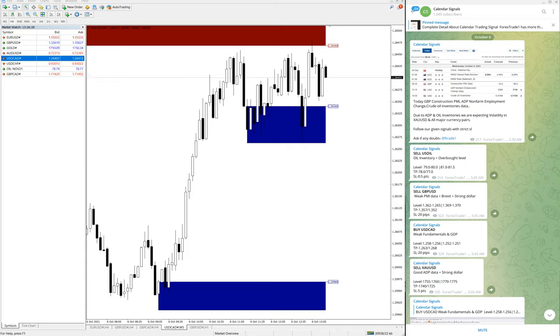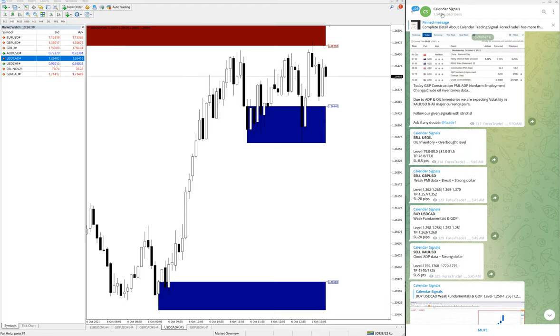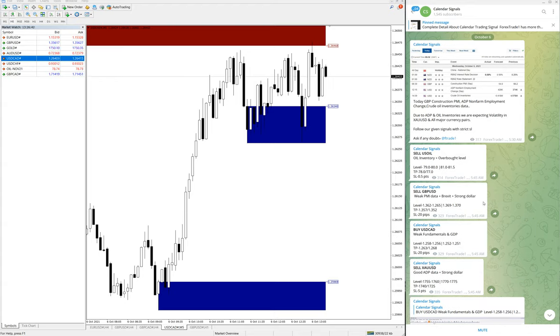Today we are going to show you the performance of our today's calendar signals. Today is October 6th, and you can see the date pop up here on the right hand side, in this Telegram channel, October 6th. So today we have given all these signals.